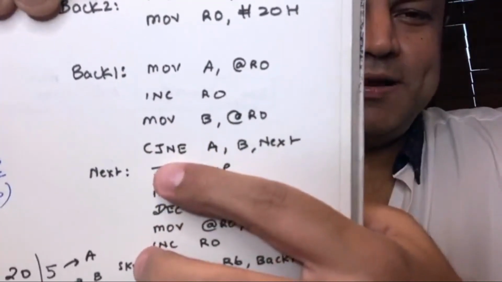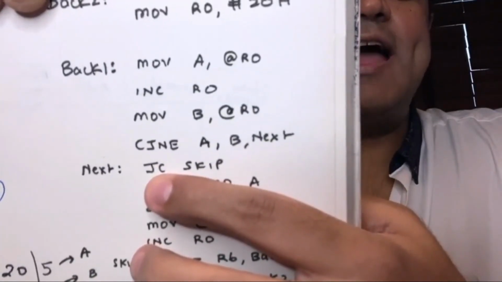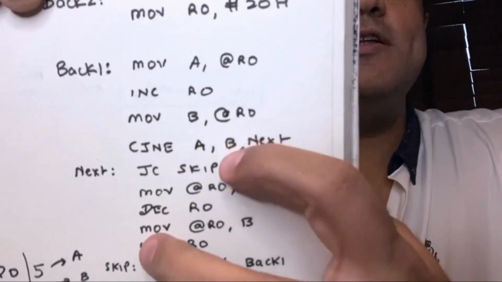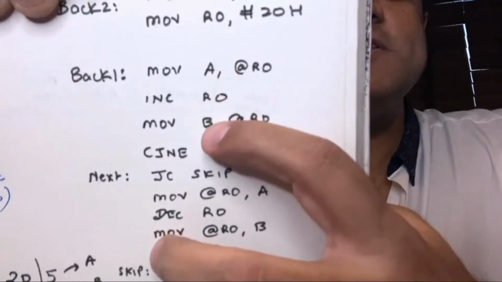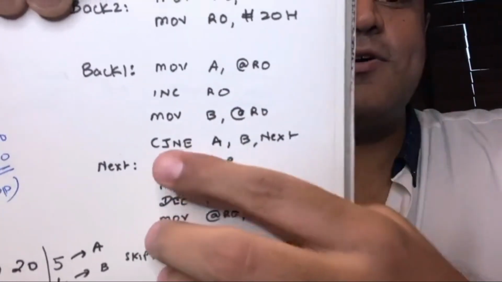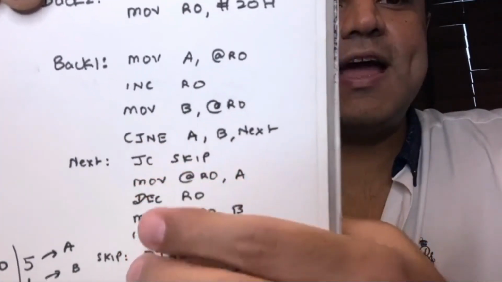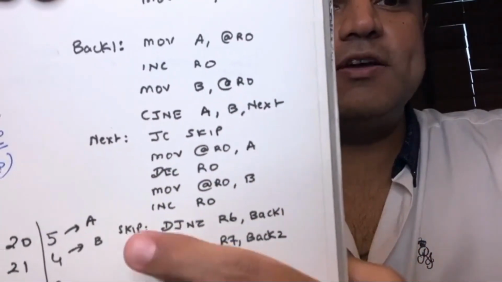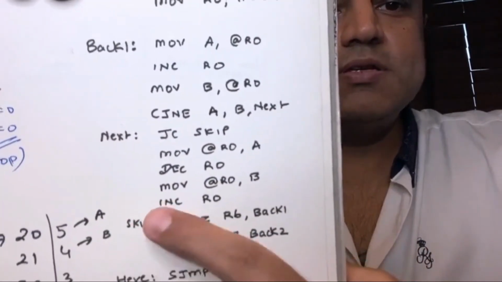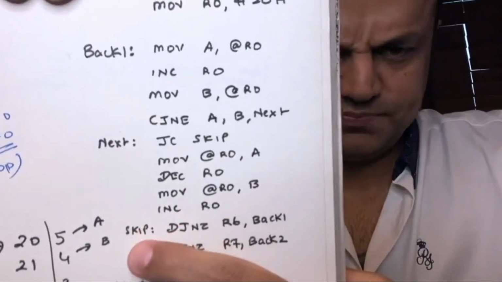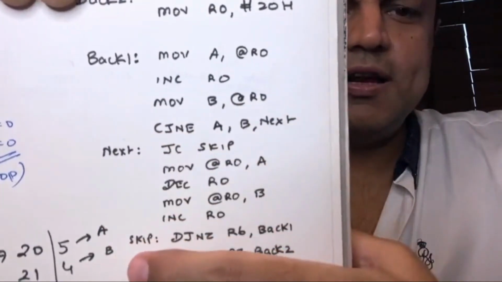I have done my comparison. If there is a carry, that means A is smaller than B, which means the first number is smaller than the second number. That means they are in the correct order. Skip. So if there's a carry, skip, directly go to the next one. This is your label, skip. Are you clear? So if they're in the correct order, directly skip, don't do it.